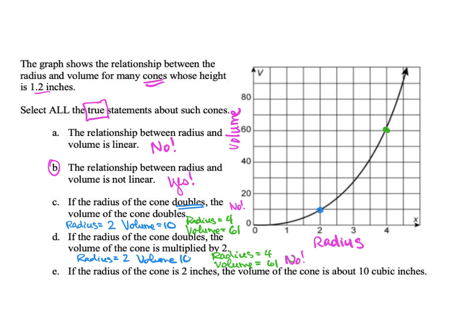All right. Now let's read the last one. If the radius of the cone is 2 inches, the volume of the cone is about 10 cubic inches. Well, this one is true. Yes, it is true. So these two answers are the two answers that go along with this graph.